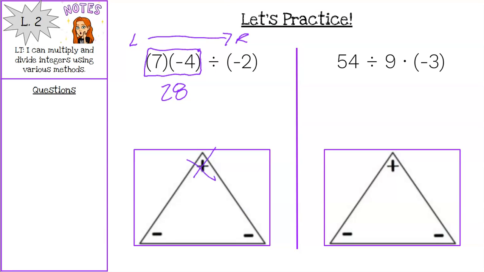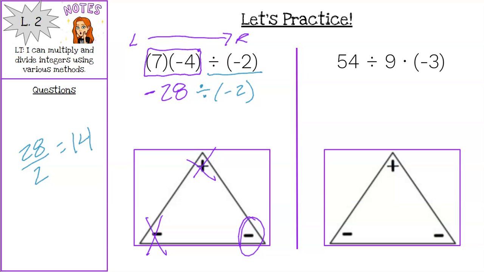So we know that this is going to be 28, positive or negative check. 7 is positive, 4 is negative. Our answer is -28. Now we can't forget about the rest of the problem. So we have divided by -2. Well, 28 divided by 2, we just cut 28 in half and we get 14. We know our number is 14, but now we have to clear off our triangle and check. -28 divided by -2 gives us +14.